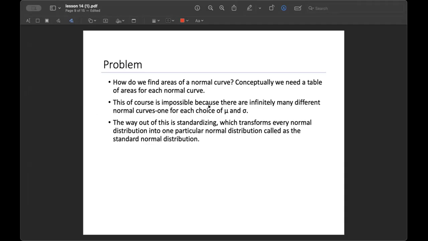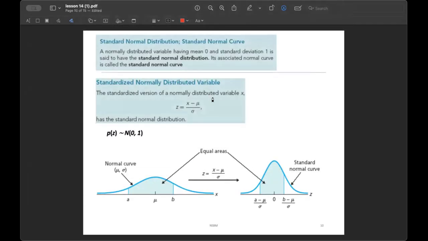To avoid this problem, what do we have to do? We actually need to convert this normal distribution into a standard normal distribution. Only then can we do the standardizing and avoid this problem. So now, how do we do the standardization?